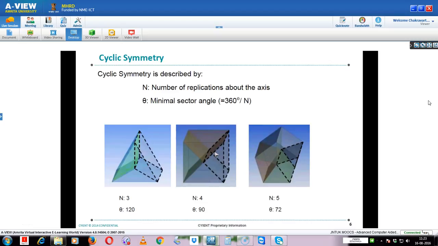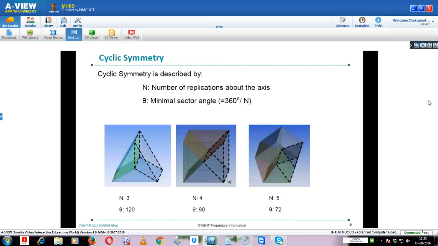Now more on cyclic symmetry. Cyclic symmetry is described by two things. One is the number of replications about the axis. Another one is the minimum sector angle. If we have number of replications as 3, then the angle will be 120 degrees, that is 360 divided by 3. Similarly, if we have number of replications 4, then the angle will be 90 degrees. Similarly for 5 replications, the angle will be 72. So here, for this problem, we can model only this part.